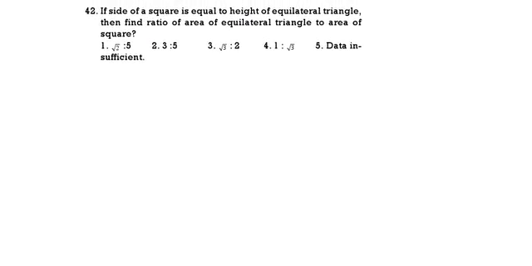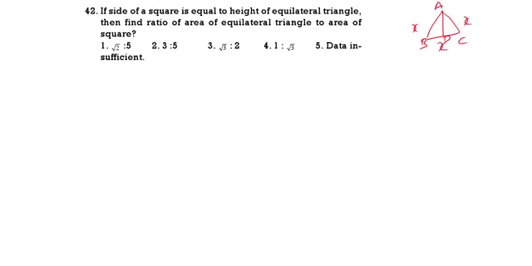If the side of the square is equal to height of the equilateral triangle, then find the area of equilateral triangle to the area of the square. So see here, the side of the square is equal to the height of equilateral triangle. Equilateral triangle in the sense all the 3 sides will be equal. So this is x, this is x, this is x. This is the height. So A, B, C, this one will be D. AD is the height.